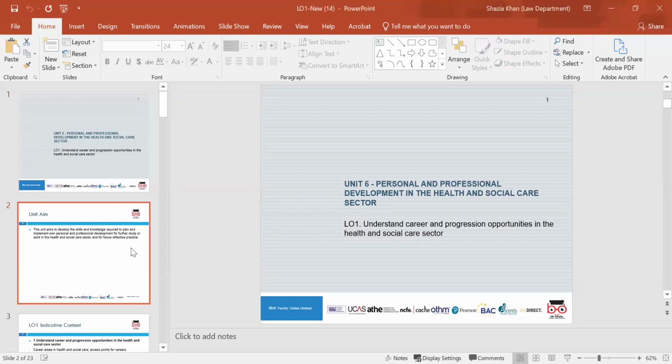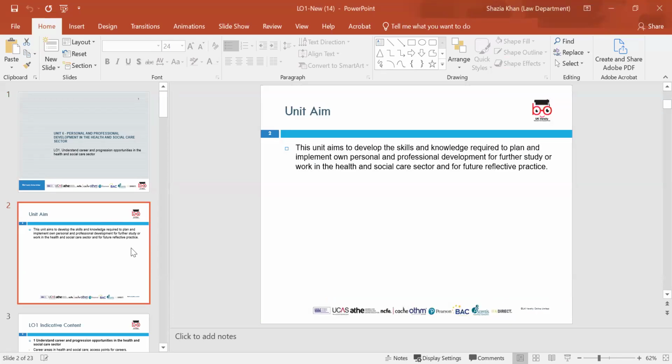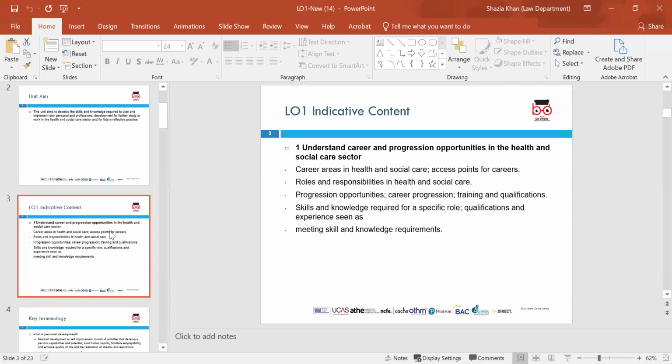Excellent. So the whole point of the unit is to develop your skills and plan and implement your own personal and professional development for any further study or work you want to do in the health and social care profession. Indicative content for learning outcome 1 is to understand career and progression opportunities in the health and social care sector: to look at career areas, access points for careers, and the roles and responsibilities, so what kind of jobs there are within the profession, so you have a better idea. Then progression opportunities, career progression, training and qualifications, and skills required. For certain jobs, you need a certain amount of skills.